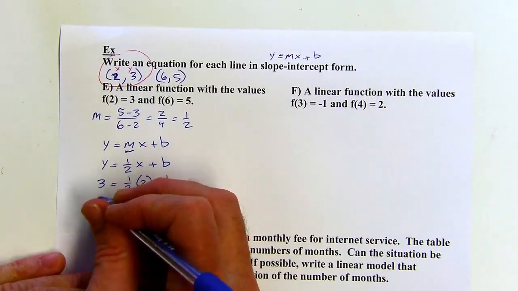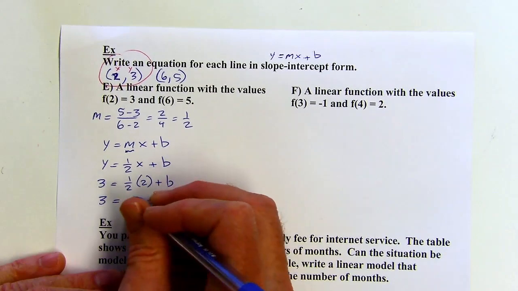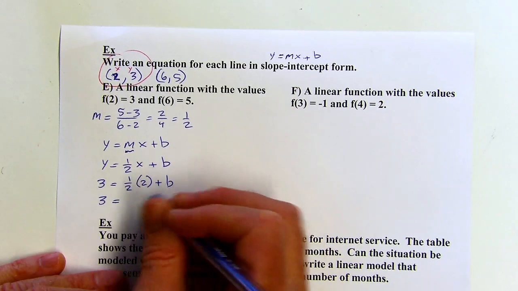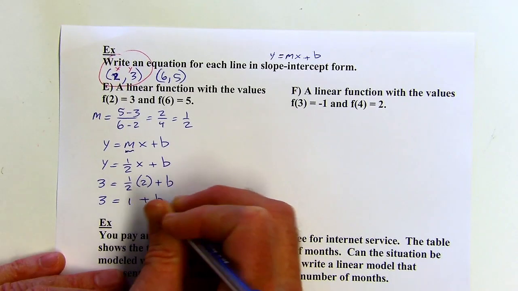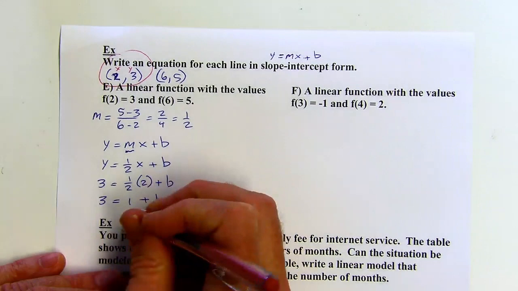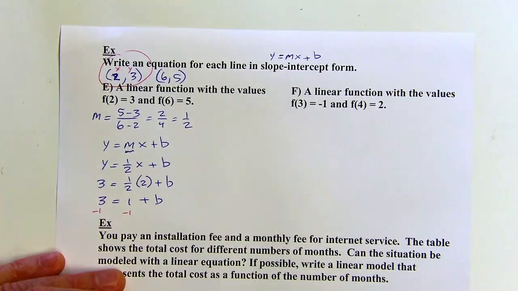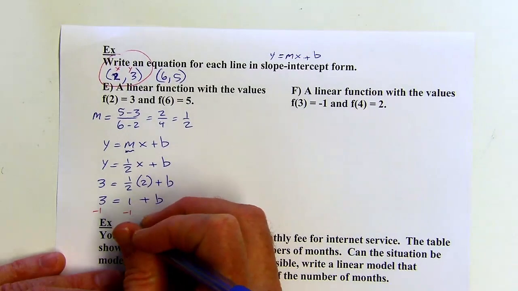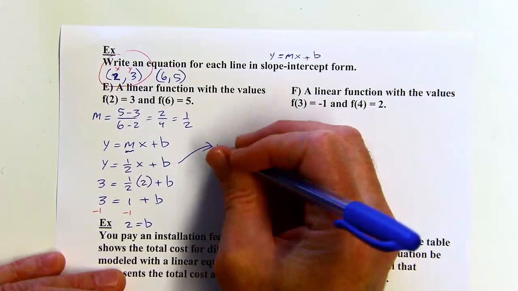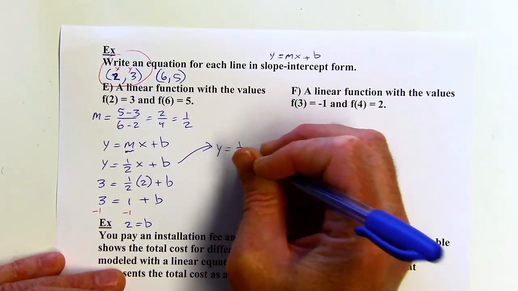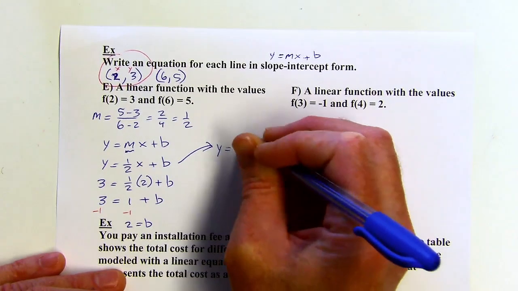All right? So here I've got 3 equals 2/2 plus b. Well, 2/2 is 1, right? That would be 2 over 2. And then I just subtract 1 from both sides. So now b is going to equal 2. All right, and going back up to here, I knew it was y equals 1/2 x plus something. Now I know it's y equals 1/2 x plus 2.